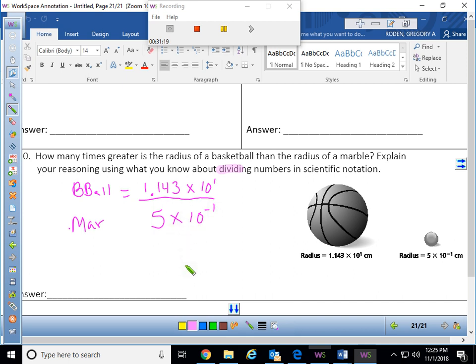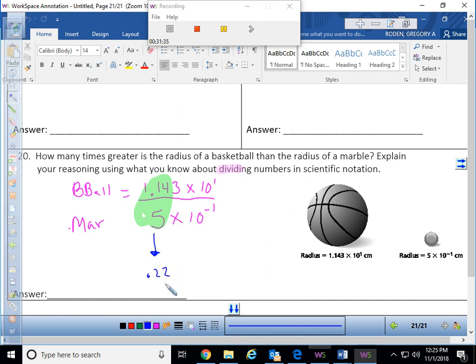So the first thing I need to do is take this and divide it out. Again, I keep saying it, make sure you can do this, but for the sake of making this video pretty short, I'm going to tell you that that's 0.2286 times, and this is going to be 10 to the first minus negative 1. Be careful on that, guys. 10 to the first minus negative 1. All right, let's clean this up.